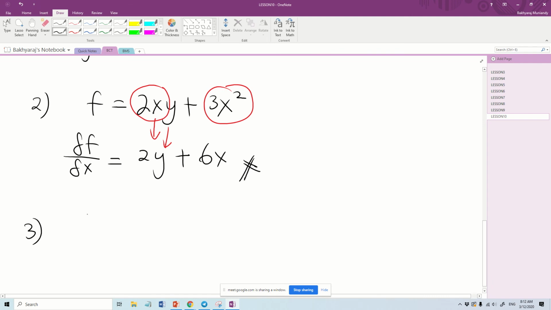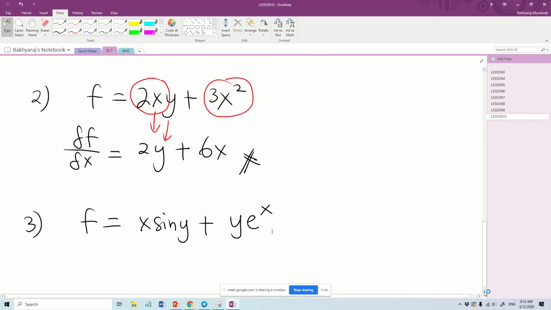Let's say I want to find delta f, I mean f equals x sine y plus y exponent x. Okay, so I want to go for delta f over delta y, with respect to y. What will be the answer?